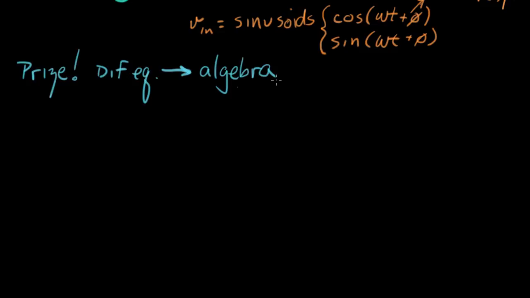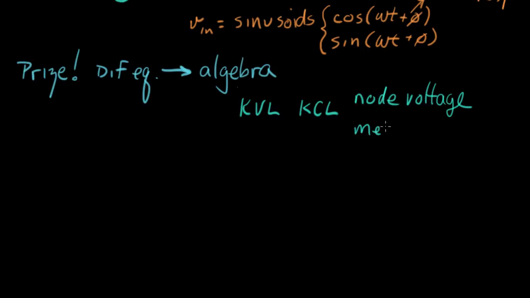So if we're able to convert this circuit into an algebra problem instead of a differential equation, that means we can use Kirchhoff's voltage law, we can use Kirchhoff's current law, we can use the node voltage method, or the mesh current method, just like we did for resistors. And this whole set of techniques then automatically gets applied to circuits that have inductors and capacitors in them, just like we learned how to do with resistors. It's a major simplification.